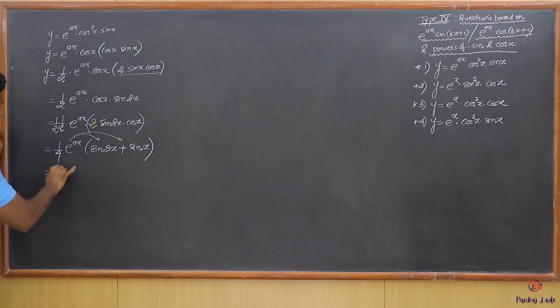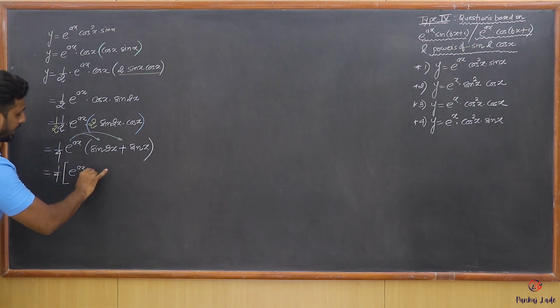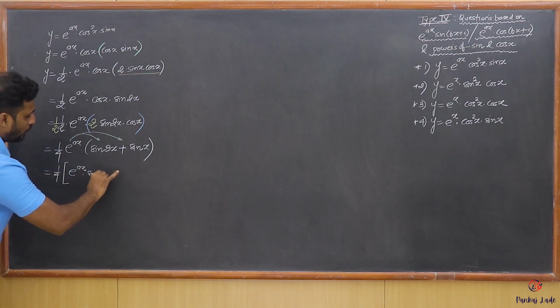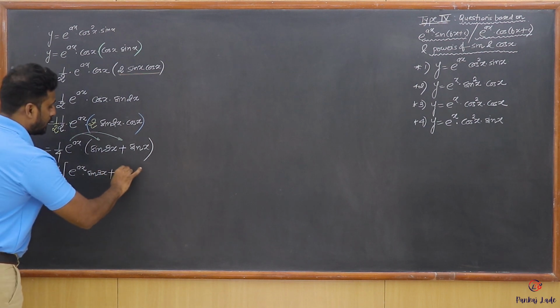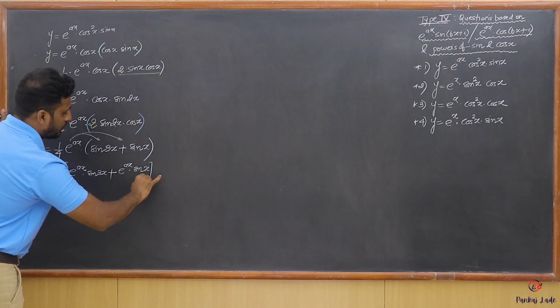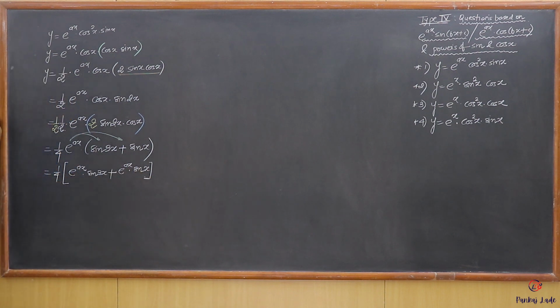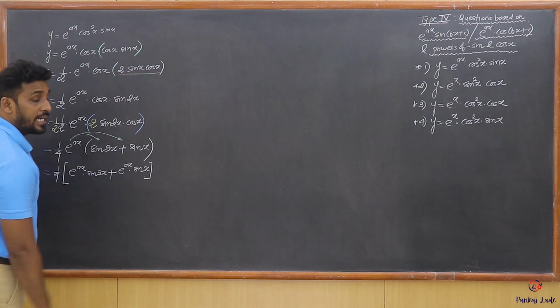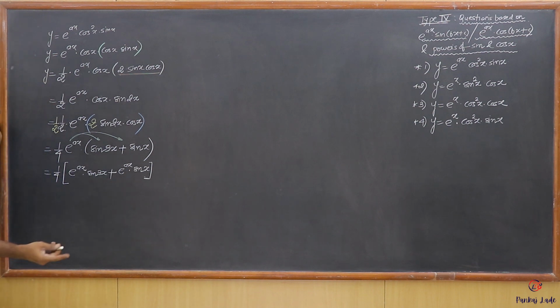So I get 1 upon 4, maintain the bracket, students, isn't it? You are going to multiply e raised to ax inside the bracket. You are still going to end up with 2 terms. So maintain the bracket. My first term is going to be e raised to ax into sin 3x plus e raised to ax into sin x. So this looks like e raised to ax into sin bx plus c, e raised to ax into again sin bx plus c. You know the formula, isn't it?